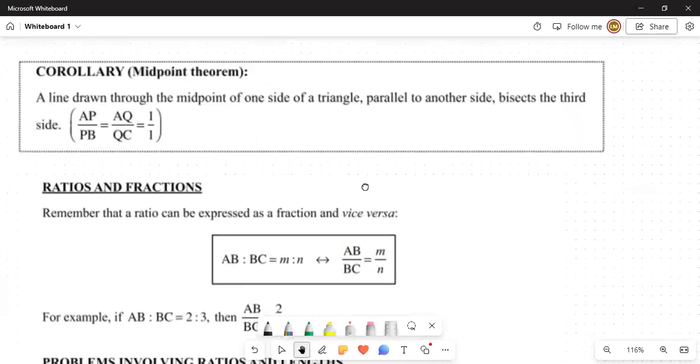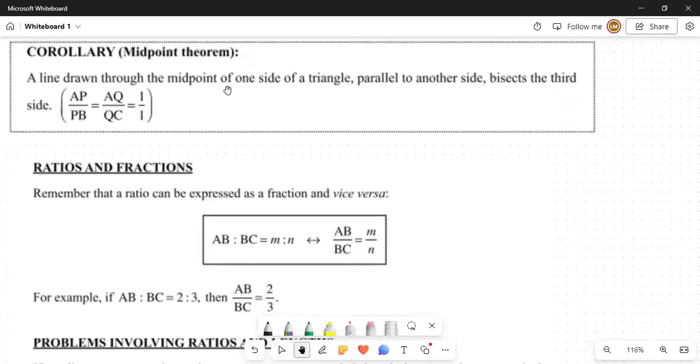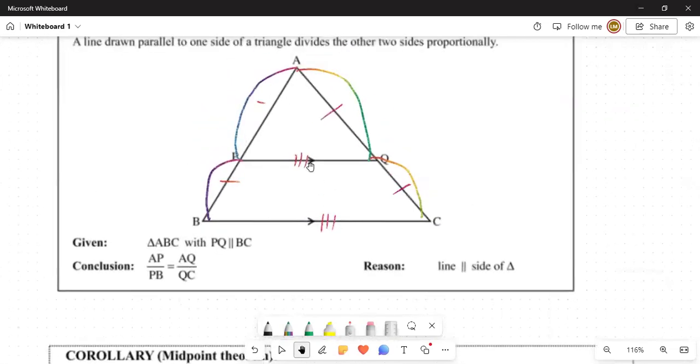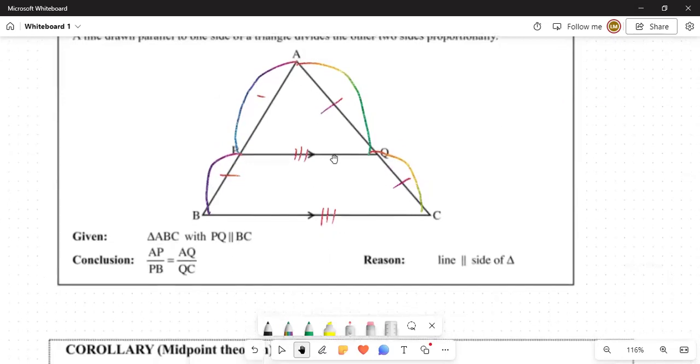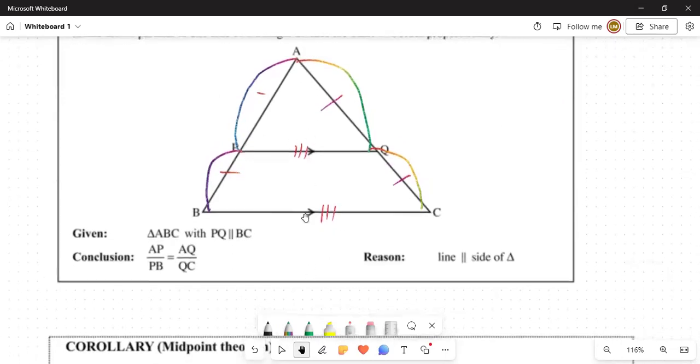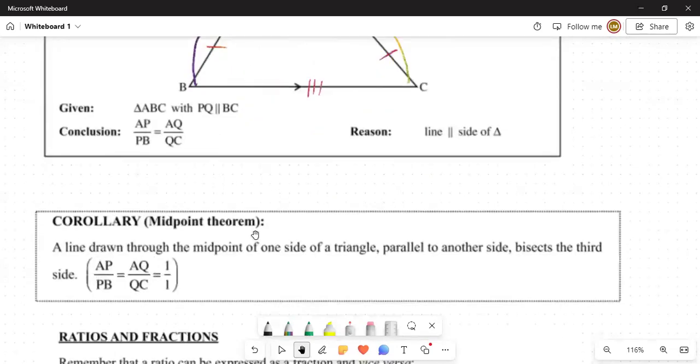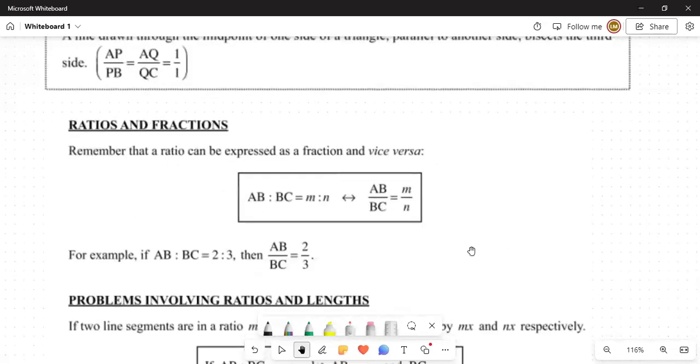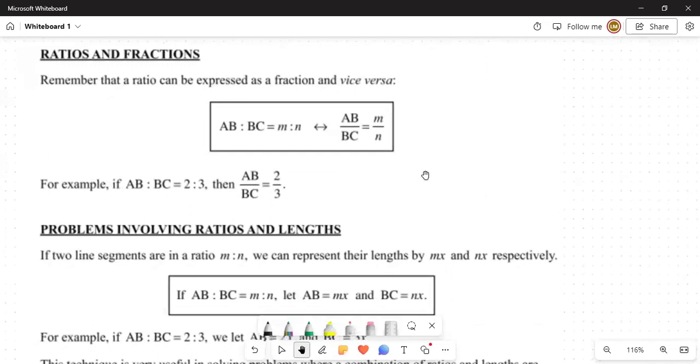We also have the midpoint theorem. It says a line drawn through the midpoint of one side of a triangle, parallel to another side, will then bisect the third side. So if this line is the midpoint between A and B and also the midpoint between A and C, then it will cut them into two. That means that they are proportional to each other with a 1-to-1 ratio. Okay. So being able to use ratios and fractions is very important here.